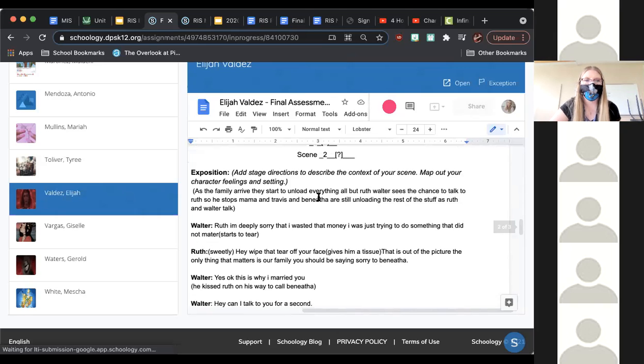Okay, as the family arrives, they start to unload everything, all but Ruth. Walter sees the chance to talk to Ruth, so he stops. Mama and Travis and Benita are still unloading the rest of the stuff as Ruth and Walter talk.